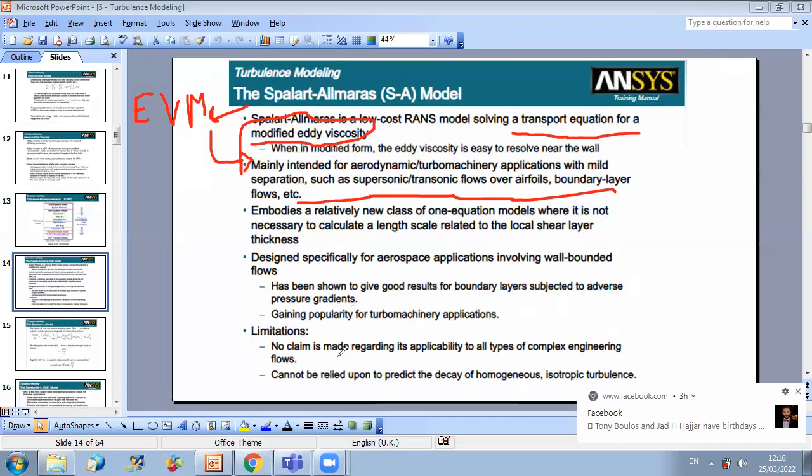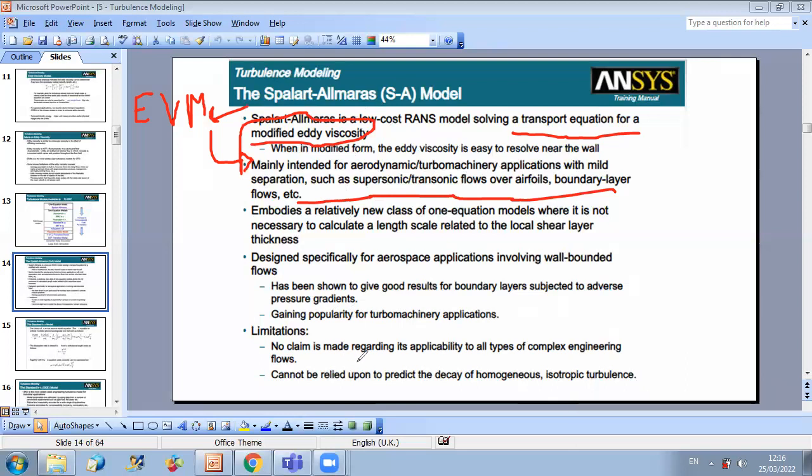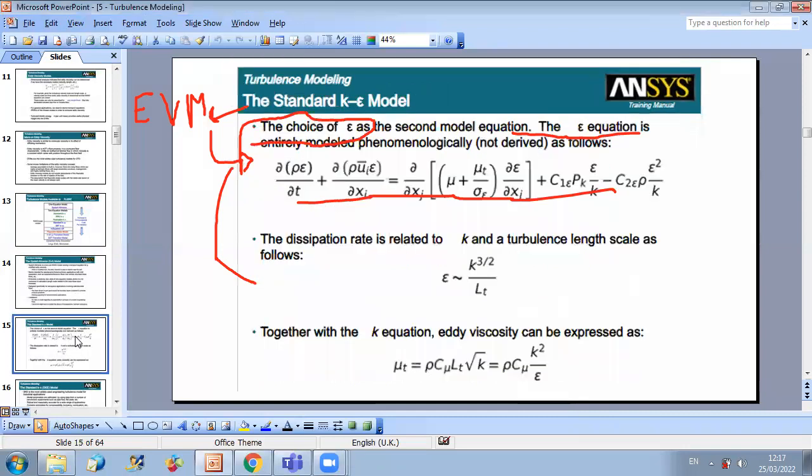we cannot claim that it can be used for different types of complex engineering flows. We just suggest using it for the following applications. And it cannot be relied upon to predict the decay of homogeneous isotropic turbulence. So if you have anisotropic or non-homogeneous turbulence, this model will not perform well. This is why we developed other turbulence models.